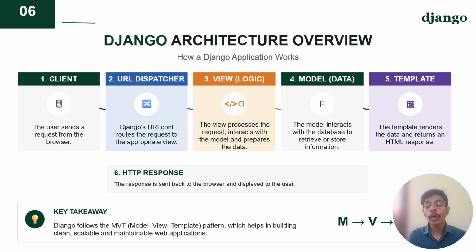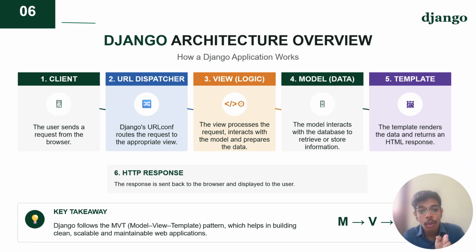This slide explains the overall working process of the Django applications. Let's understand each step one by one. The process starts with a client, where a user opens a website or clicks a button, and the browser sends a request to a server. It first reaches the URL dispatcher. The URL dispatcher checks the requested URL and decides which view should handle the request.